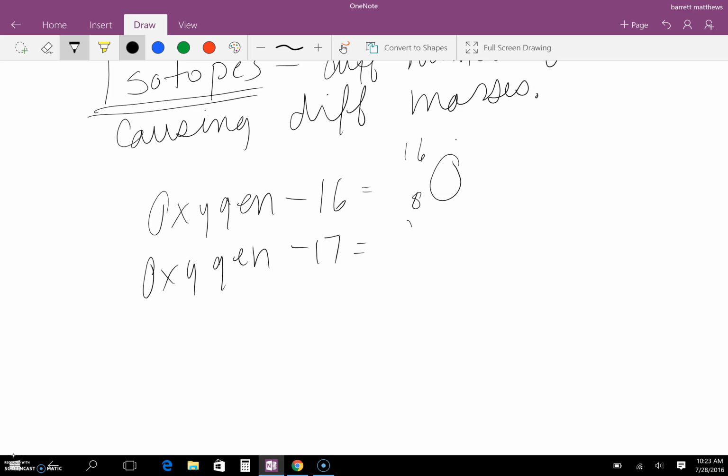You could also have oxygen-17. This is telling you that the mass is 17, but notice again, the 8 at the bottom stays the same because we're still talking about oxygen. You can also have oxygen-18, whose mass is 18, but once again, the number of protons is still 8. These are the 3 naturally occurring isotopes of oxygen.